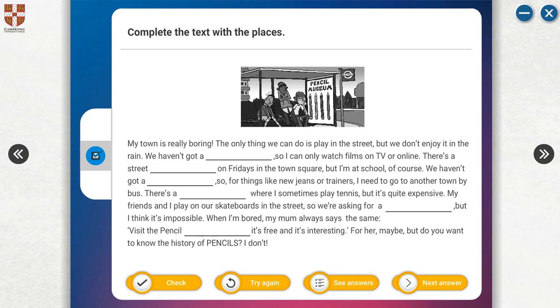Okay, I start reading. My town is really boring. The only thing we can do is play this in the street, but we don't enjoy it in the rain. We haven't got a blank, so I can only watch films on TV or online. These sentences give us a tip about blanks. So I can only watch films on TV or online, so that means there is no cinema. We haven't got a cinema, so I can only watch films on TV or online.